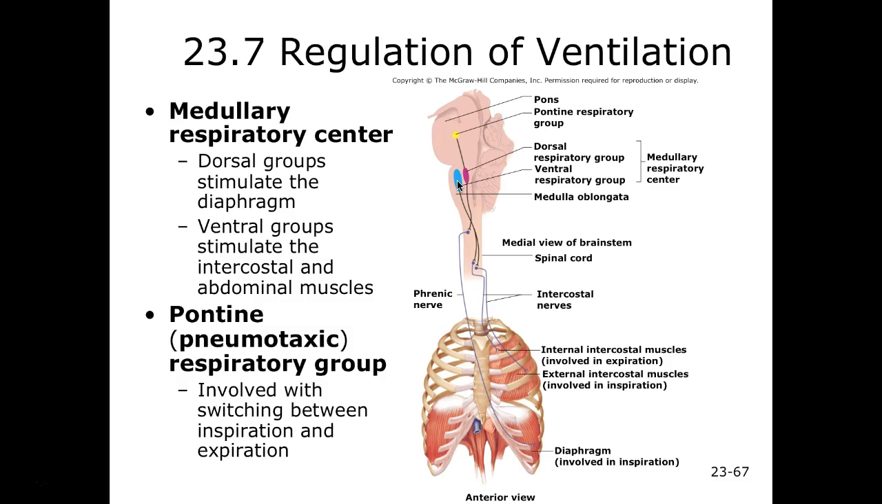One thing to mention is that these two respiratory groups have cross communication taking place between the two, so that our respiratory movements are all symmetrical to one another.